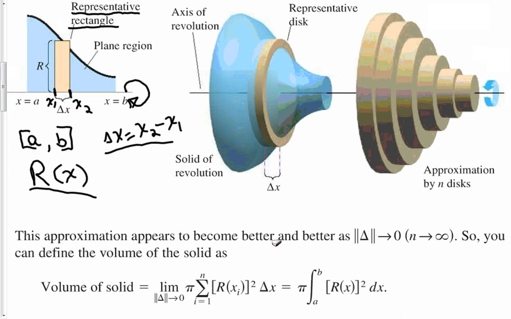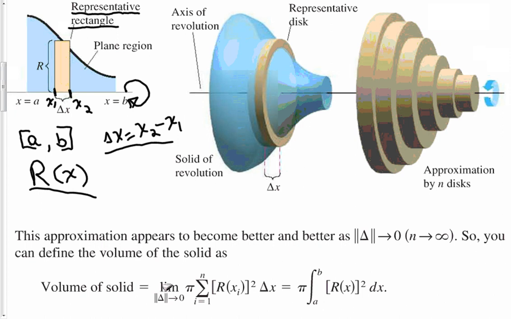Now this approximation becomes better and better as delta x goes to 0. Remember, delta x is the width of the rectangle. So as you get the width of these rectangles to be smaller and smaller, you get more and more disks. So as delta x goes to 0, n goes to infinity. As the width of the disk gets smaller and smaller, you get more and more disks. So you can define the volume of the solid to be this.